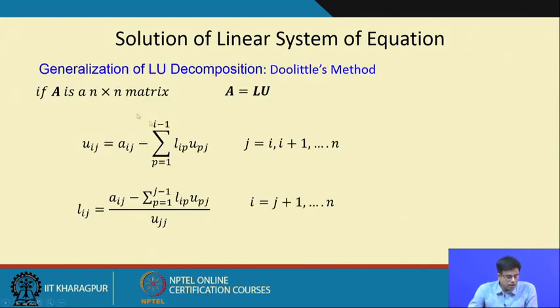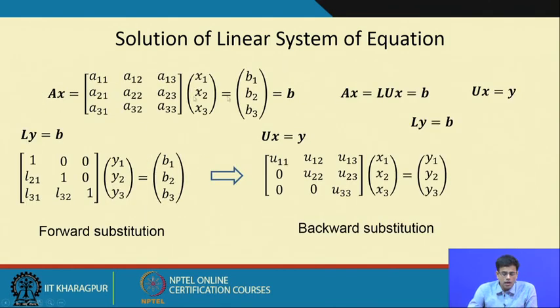Once you find out the U and L, the solution is very simple. Let us see what the solution is. We decompose this matrix A in LU form. So, if I write the matrix equation, AX is LUX, which will be B. So, my new equation is LUX equals B. Now, if we assume UX is Y, then LY equals B, because I substitute UX equals Y here.